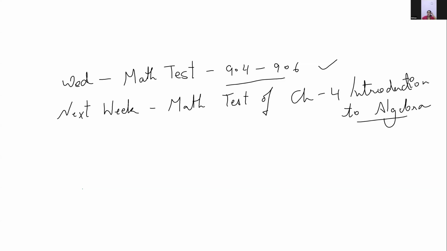Ma'am, could you help me, ma'am? Could you show me how to do the compound interest? Which part, Abraham? Ma'am, 9.4 to 9.6. Okay. Any specific thing that you are not able to understand, or is it the whole thing?